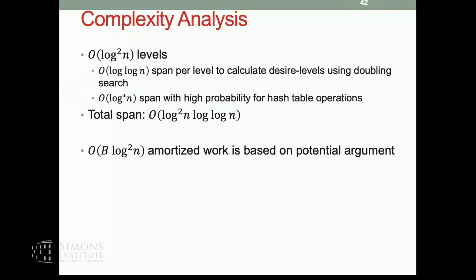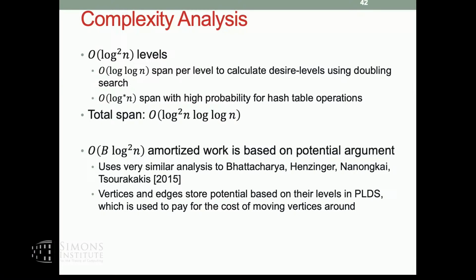For the work bound, we got order b times log squared n amortized work for a batch of B updates. This is based on a potential argument. It uses a very similar analysis to the Bhattacharya, Henzinger, Nanongkai and Tsourakakis paper from 2015. We made some slight modifications, but the high-level idea is the same. The vertices and edges here are storing potentials based on their levels in the PLDS. And these potentials are going to be used to pay for the cost of moving vertices up and down.